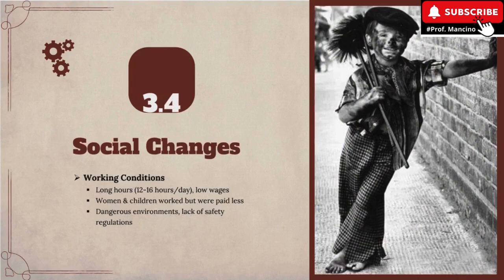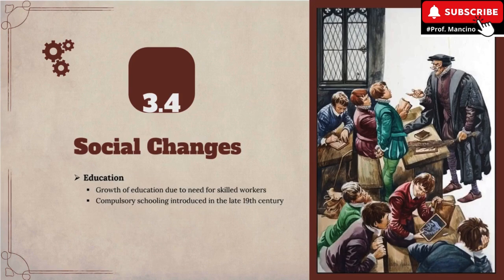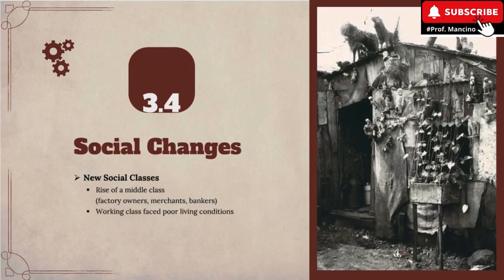But the most important changes affected society, and the workers' working conditions in particular. People worked long shifts, from 12 to 16 hours a day, for very low wages. Women and children worked as long and as hard as men, but were paid less. Moreover, workplaces were dangerous and there were no safety regulations. However, factories needed skilled workers. For this reason, education grew as compulsory schooling was introduced. A new social class emerged, made of factory owners, merchants, and bankers. The working classes, however, faced poor living conditions.